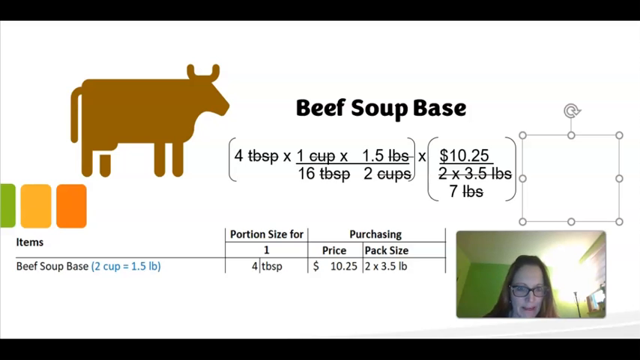So we'll go through the beginning here. So 4 tablespoons, and we're going to divide by 16 tablespoons. So that cancels out our tablespoons here. And then we're going to multiply by our 1.5 pounds. And then we're going to divide by our 2 cups. And then we're going to multiply by our 10.25 and divide by our 7 pounds. And that's going to give us a total of 27 cents.